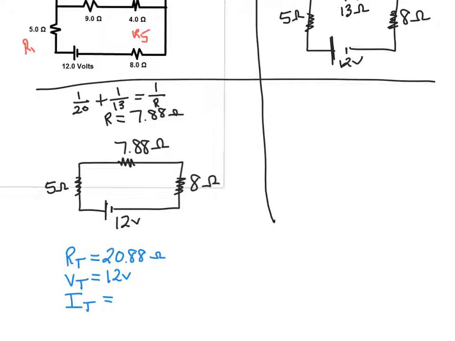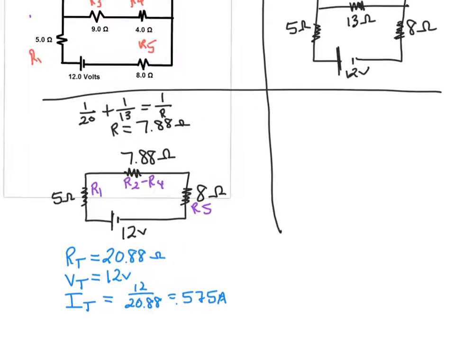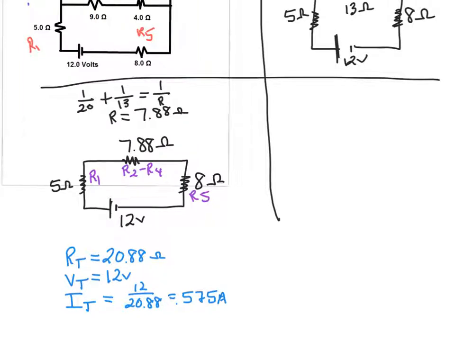Using the Vert triangle appropriately, total current is equal to total voltage divided by total resistance. Now I can solve for potential difference or voltage drop across my 3 resistors: resistor 1, resistors 2 through 4, and resistor 5. Labeling them from the previous diagram, as displayed up here, rationalizing resistors 2 through 4 as a single resistor with 7.88 ohms.